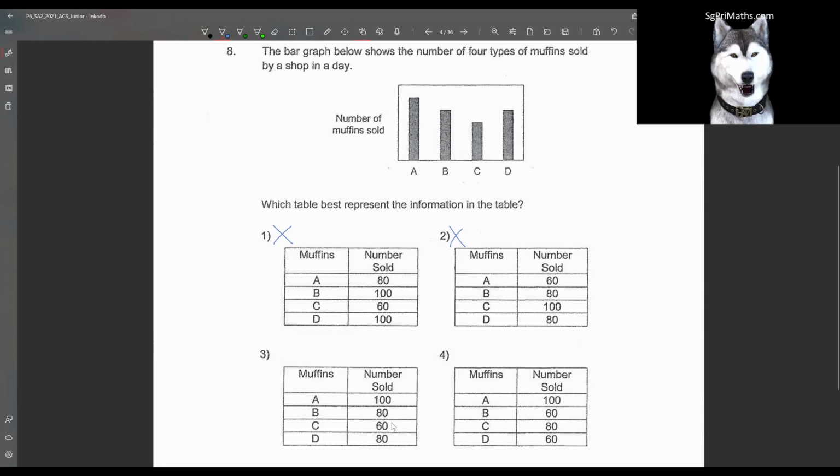Look at option 3. A more than B, correct. B is more than C, correct. C is less than D, correct. And B and D seem to be the same, 80, correct. So 3 is the answer. Just for completeness' sake, let's look at option 4 also. So we have A is more than B, correct. B is less than C, which is different from the graph here. So 4 is definitely out. Answer is definitely 3.